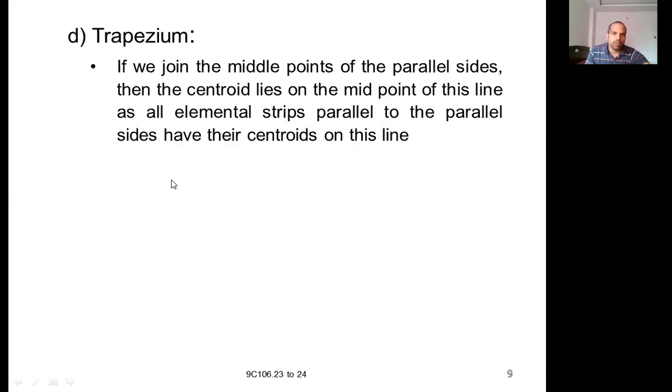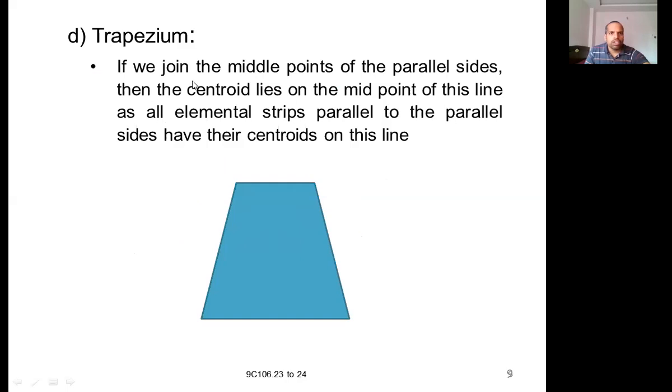Next comes a trapezium, the trapezoidal shape. So how do we find its centroid? If you join the middle points of the parallel sides, then the centroid lies on the midpoint of this line, as all element strips parallel to the parallel sides have their centroids on the line. Okay, so this is a trapezium.